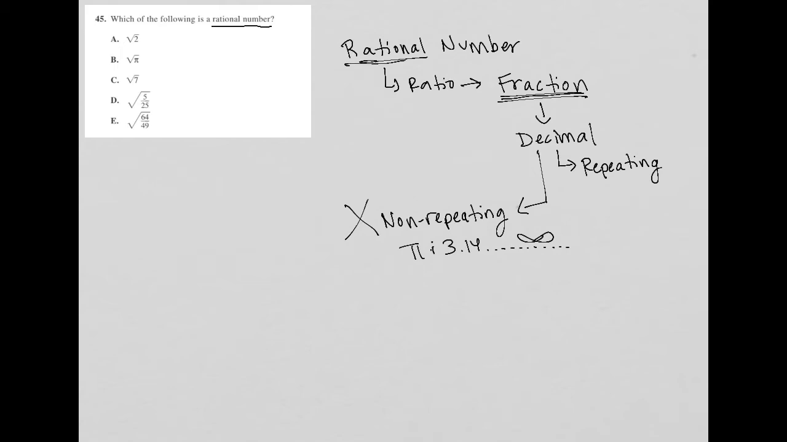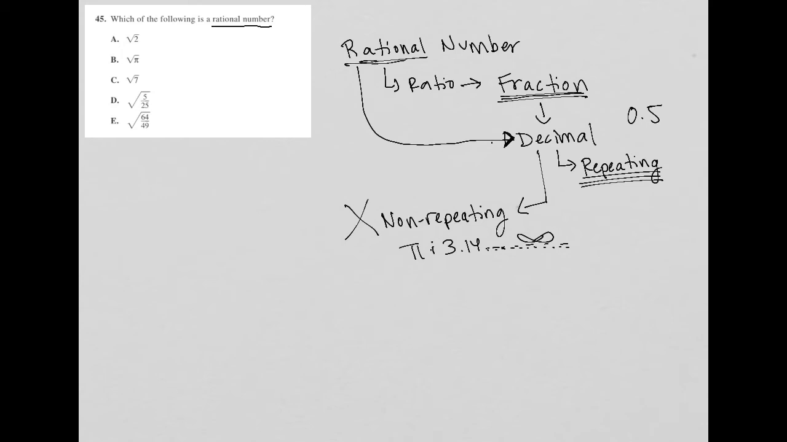So rational numbers, when you think about it from a decimal form, right? So we kind of skip over the fraction, but I just wanted to show you how I got there. If we think about it from the decimal form, it should be a repeating decimal or a normal decimal, right? So like 0.5 is okay. But again, this 3.14 with non-repeating numbers afterward is not okay.